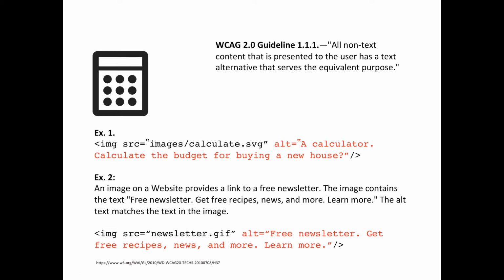Example 2, an image on a website provides a link to a free newsletter. The image contains a text, free newsletter, get recipes, news, and more. Learn more. The alt text matches the text in the image. So you can do it that way too.